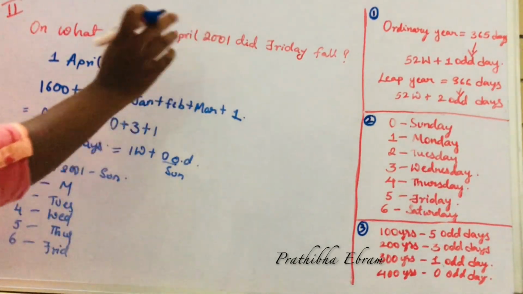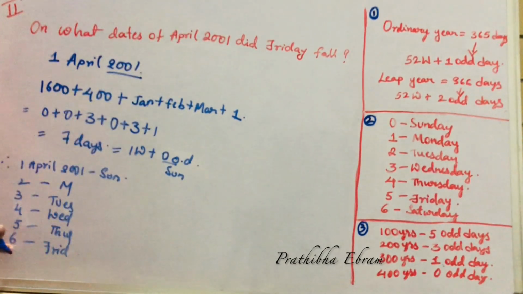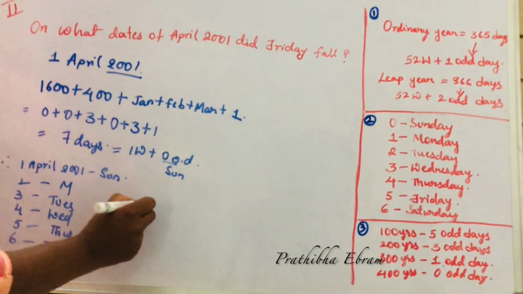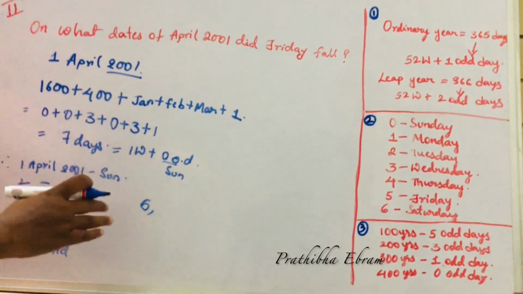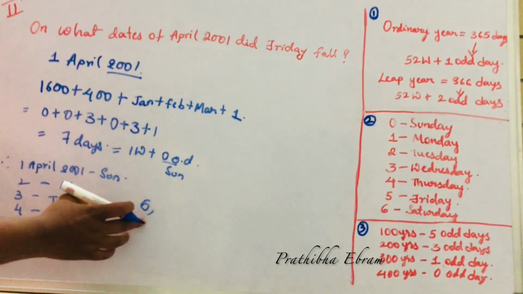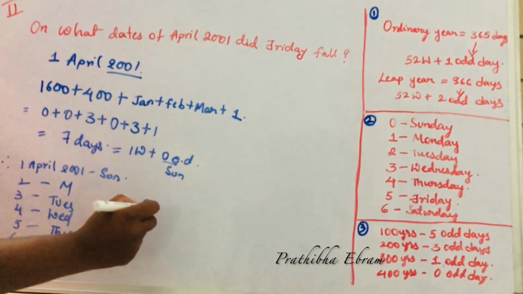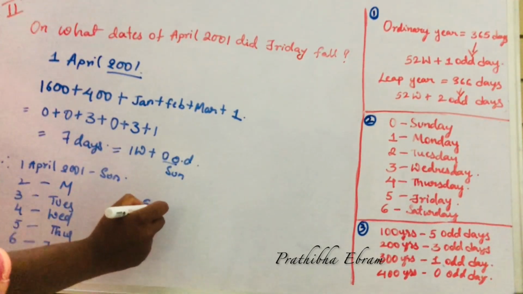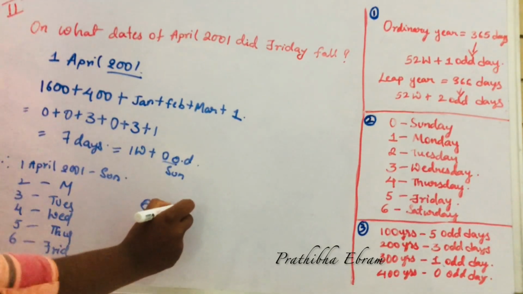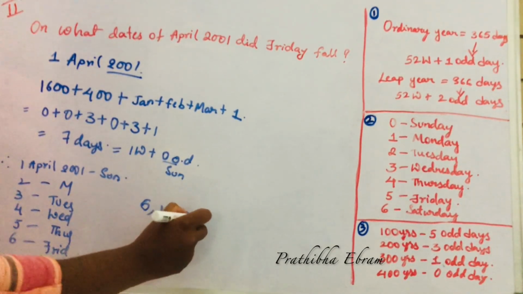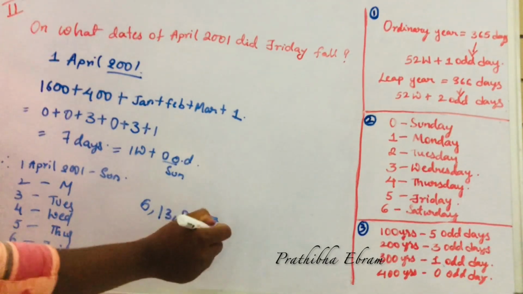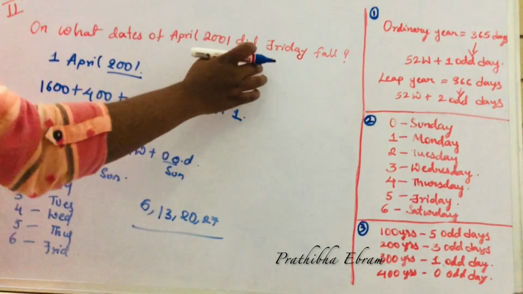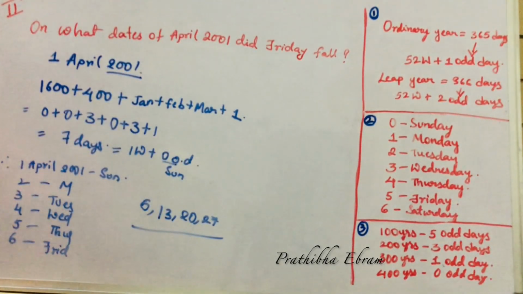Now the first Friday in April was on 6th. Now you have to add 7 to this obtained number, so that you will get other numbers. 6 plus 7, 13, plus 7, 20, plus 7, 27. Now these are the days that come under Friday in April 2001.